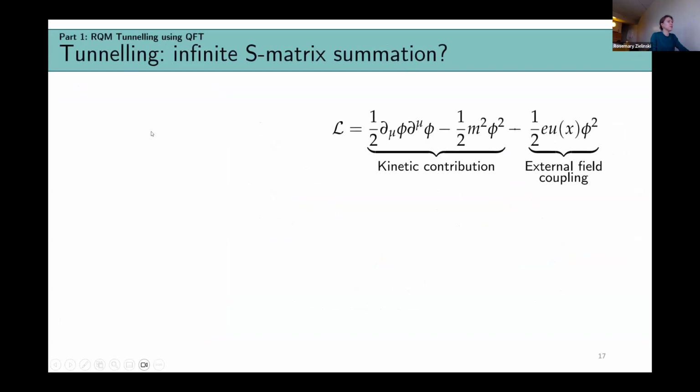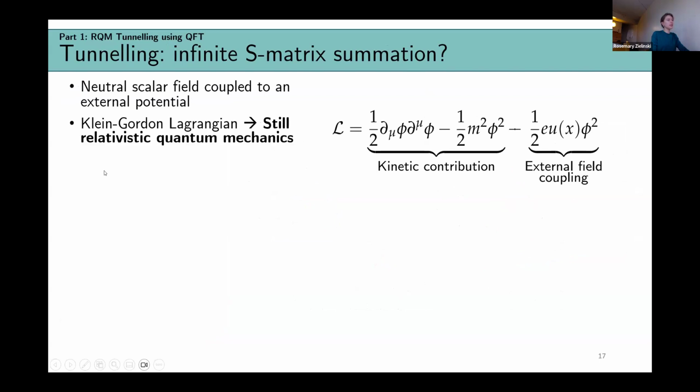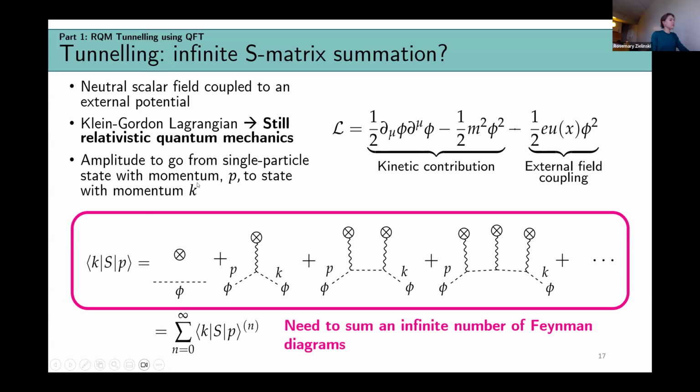Okay, so let's just recap the system we're talking about. Again, we have a neutral scalar field coupled to an external potential via the Klein-Gordon Lagrangian. And I want to emphasize this is still just relativistic quantum mechanics, so we don't have self-interactions present in this system. So still essentially a free field, except for the interaction with the external potential. And we can think about what the scattering matrix element looks like diagrammatically, and it'll be a sum of these particular Feynman diagrams to infinite order. And just to be clear, this symbol here indicates a coupling to the external field.